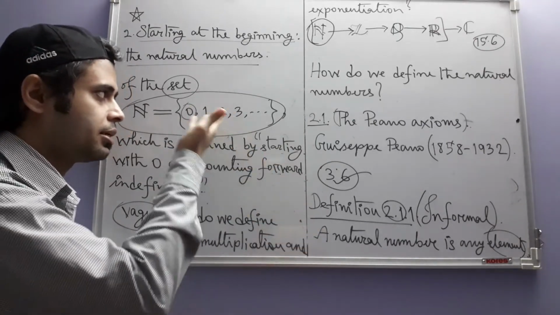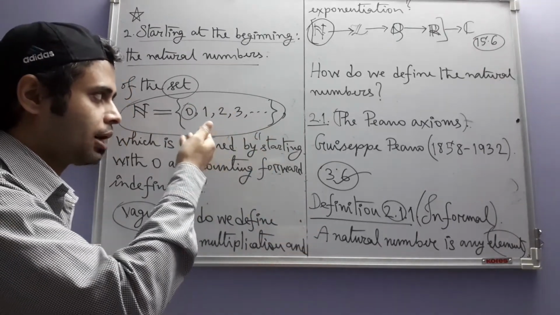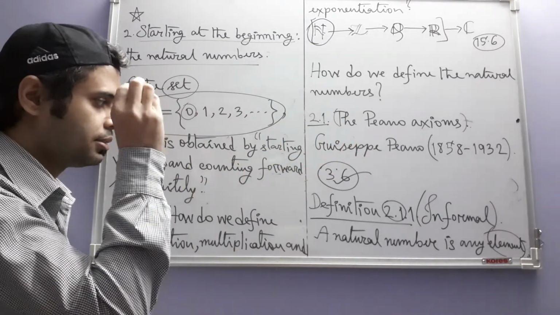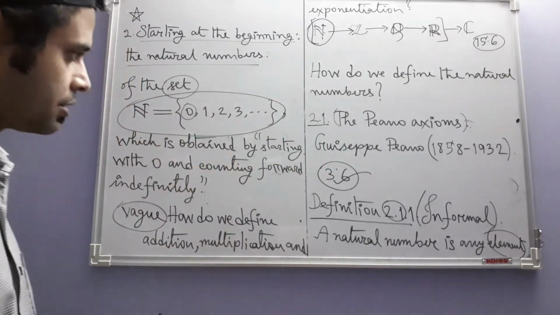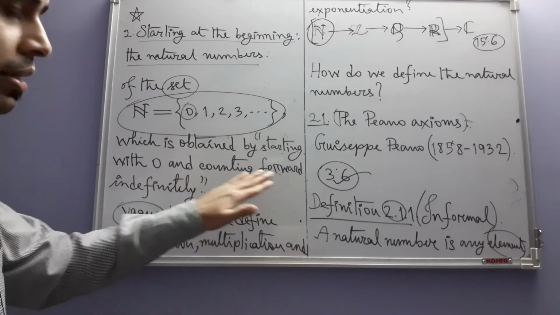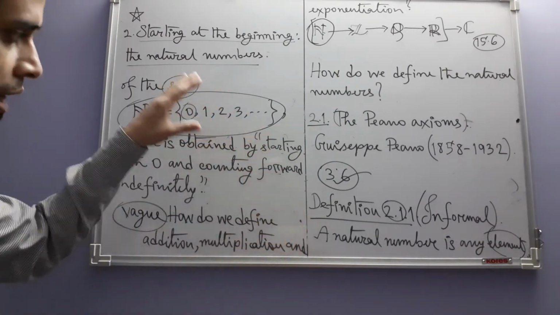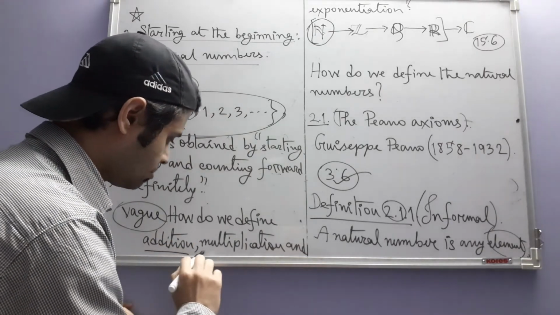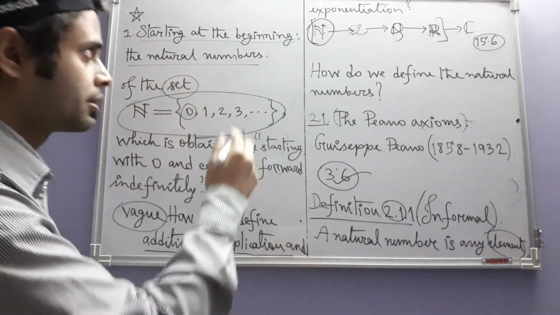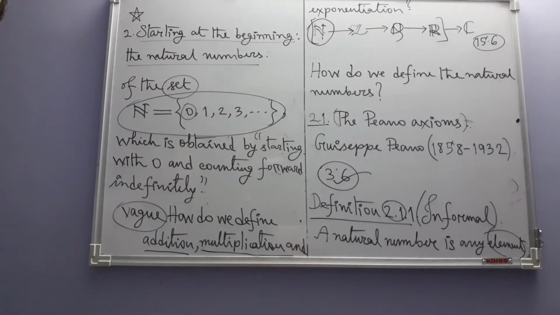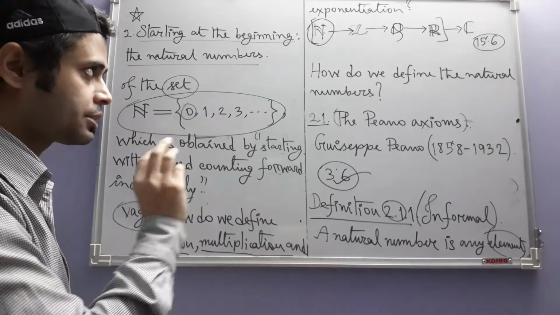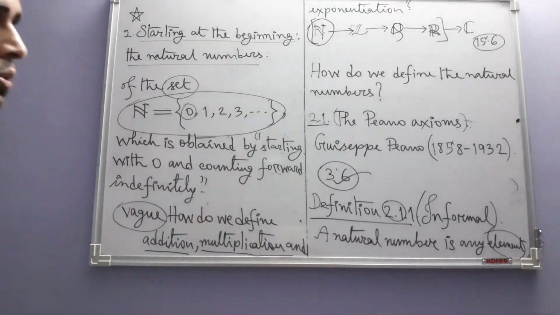A natural number is an element of this set. And how do we get this set? By starting from 0 and counting forward indefinitely. This is nothing. We still have not managed to define the natural numbers, but additionally, we also don't know how to define addition, multiplication, and exponentiation, because these are also part of the system of natural numbers. Not just the set, but the operations also.